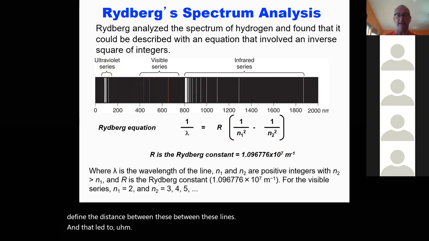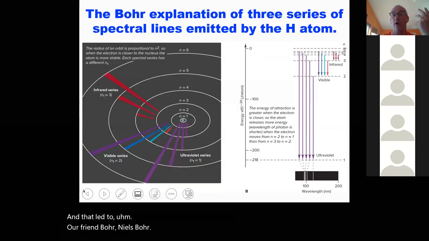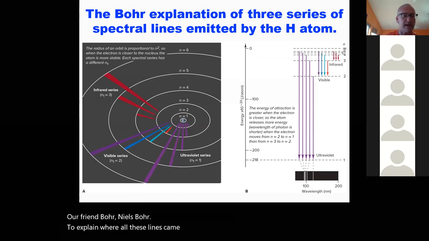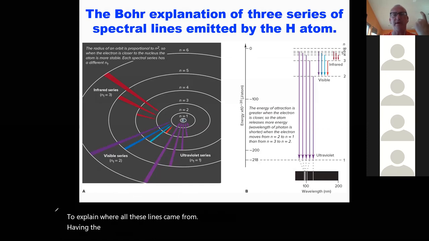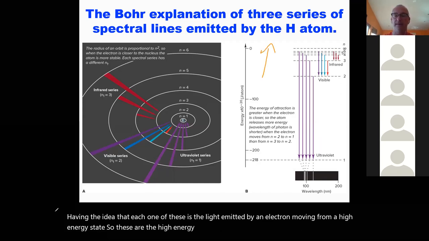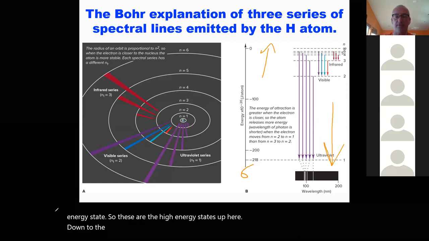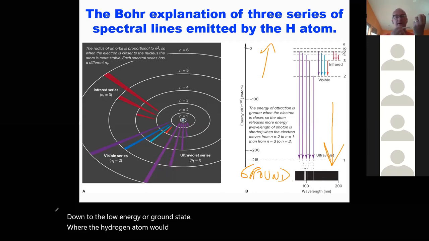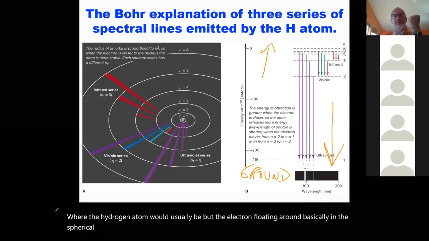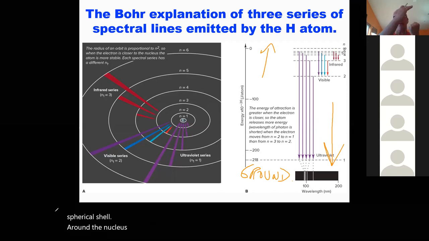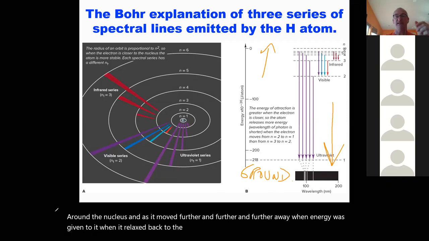our friend Niels Bohr to explain where all these lines came from by having the idea that each one of these is the light emitted by an electron moving from a high energy state, so these are the high energy states up here, down to the low energy or ground state, where the hydrogen atom would usually be, with the electron floating around basically in this spherical shell around the nucleus. As it moved further away when energy was given to it, when it relaxed back to the ground state, it would release energy.